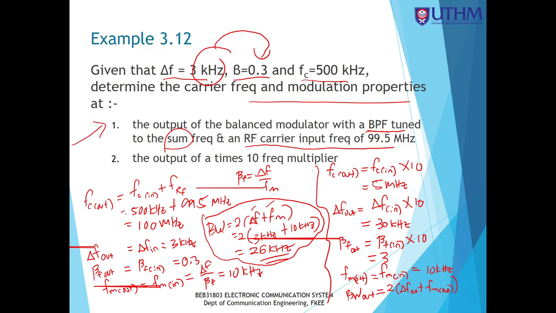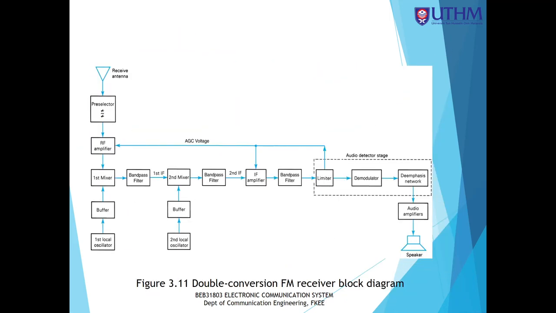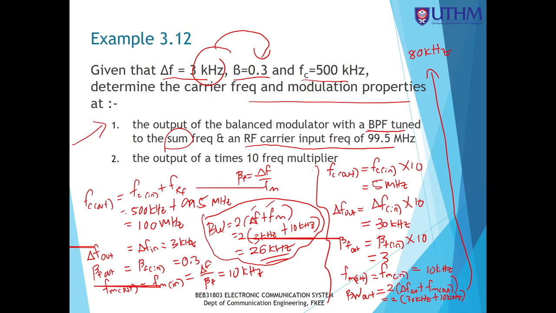So this is 2 times delta F, which becomes 30, plus FM is 10 kilohertz. Okay, so I do above here. And then here 30 plus 10, 40, 40 times 2, so you get 80 kilohertz. Okay, 80 kilohertz of bandwidth output. So previously it is 26, now it becomes 80.